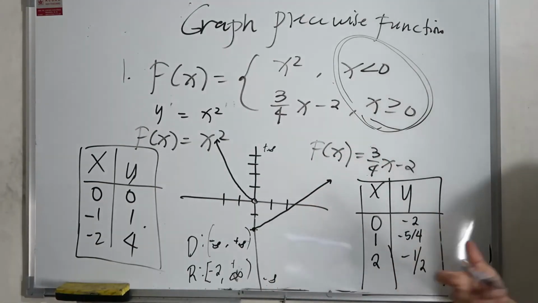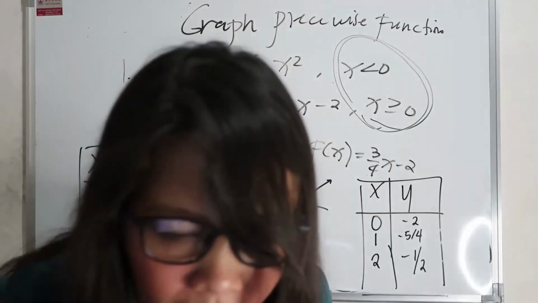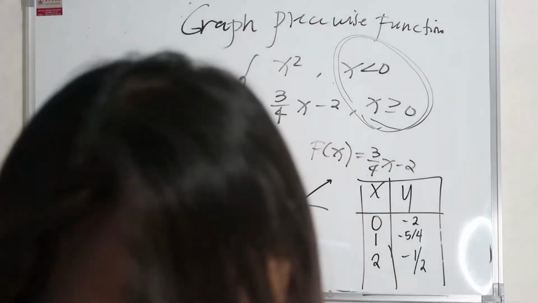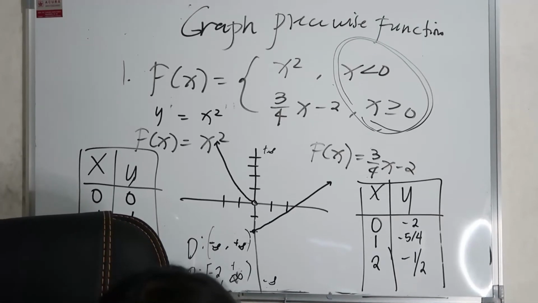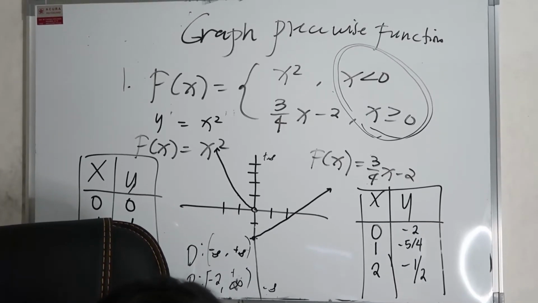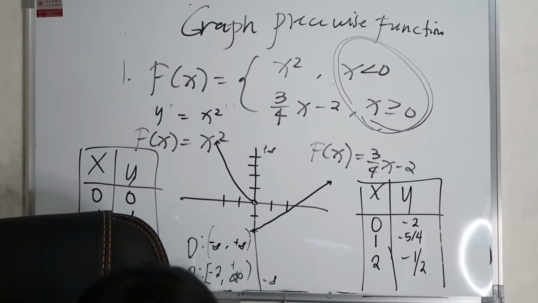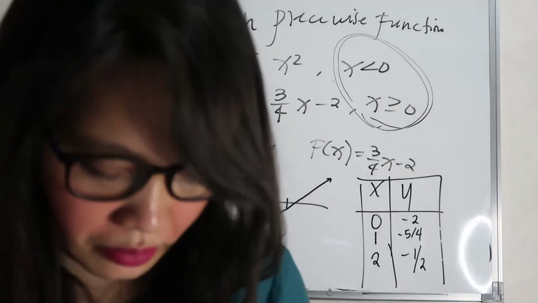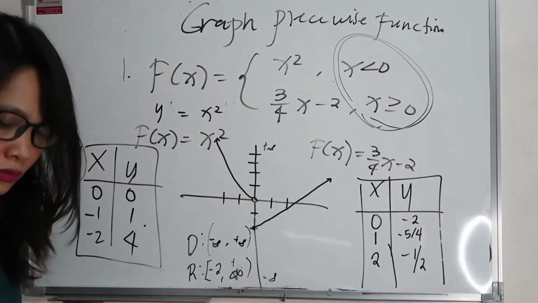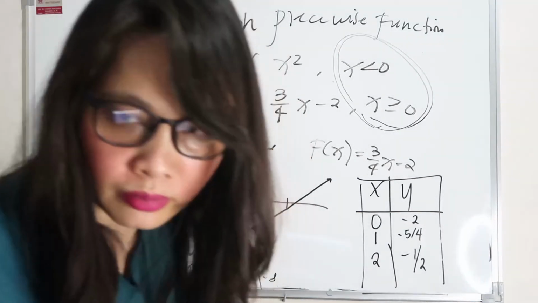Okay. Now, any more questions? How do we graph a piecewise function? Hello? Is it clear? Or do you want another example? Hello, people? Is it clear or do you want another example? Hello? Isa pa pong example. Okay, no problem. So another example on how do we graph a piecewise function.